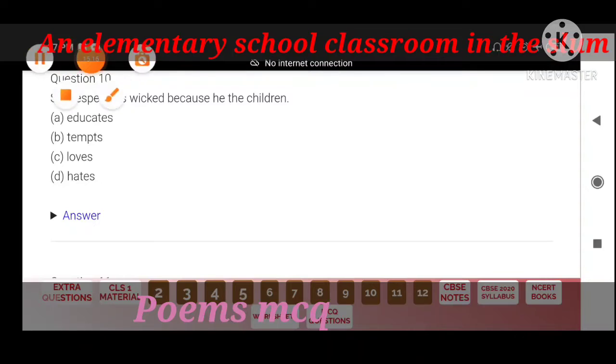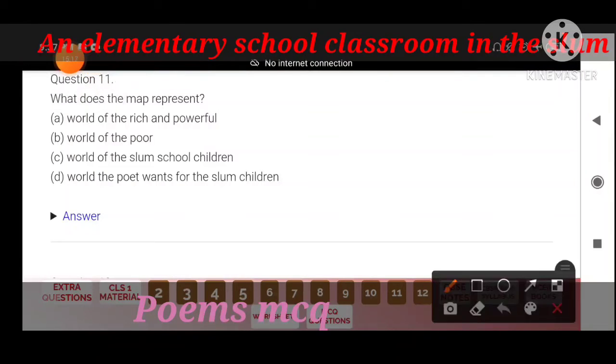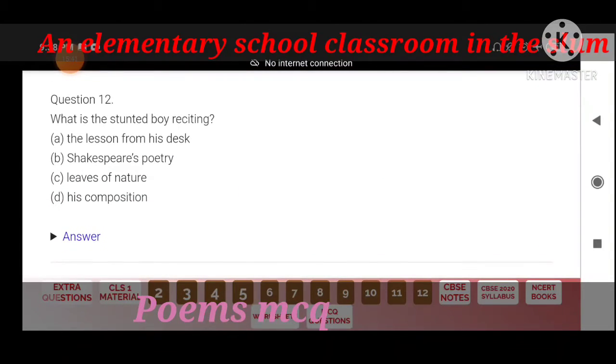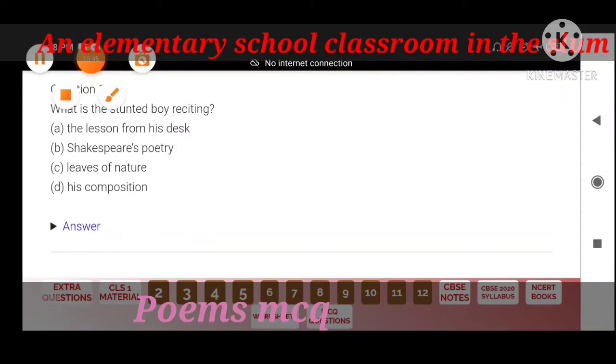Next one is, what does the map represent? World of the rich and powerful, world of the poor, world of slum school children, and world the poet wants for the slum children. So here the world of the rich and powerful. Here the map is showing that on one side there is completely a slum area, that slave life, and on the second side it shows the rich and powerful people also exist here.